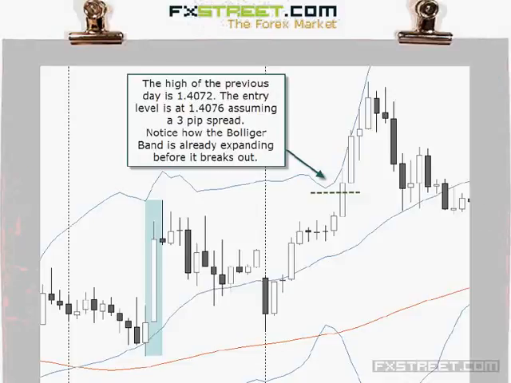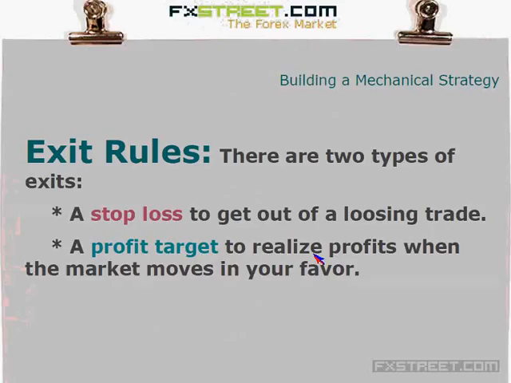So here we have the high of the previous day, and the entry level is slightly above it, assuming a spread. Notice how the Bollinger Band is already expanding before the price breaks out. This candle here expands the Bollinger Band only slightly, but that is enough for me to have the green light to say I can place the order. All other indicators are pointing to the upside, so this is a valid entry signal.